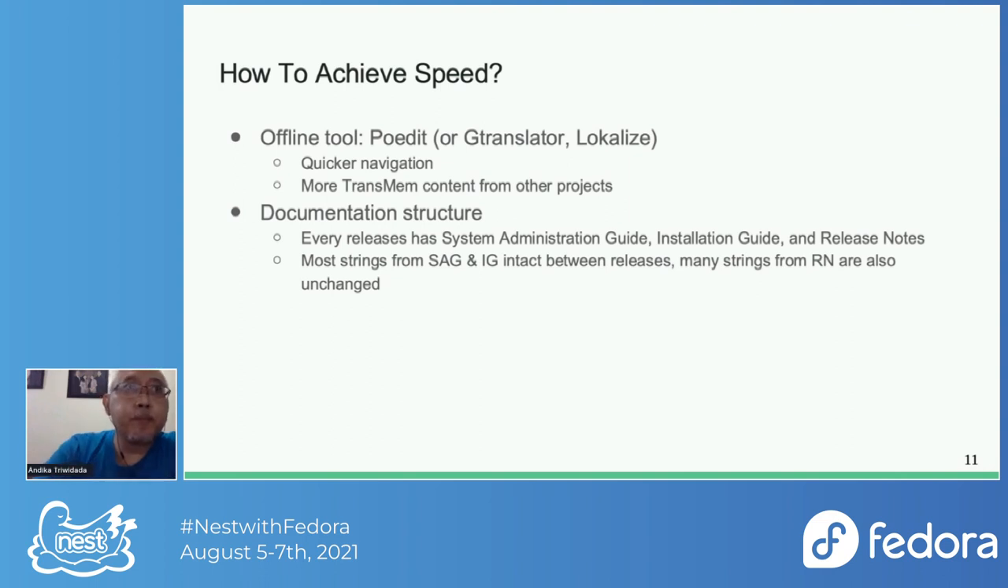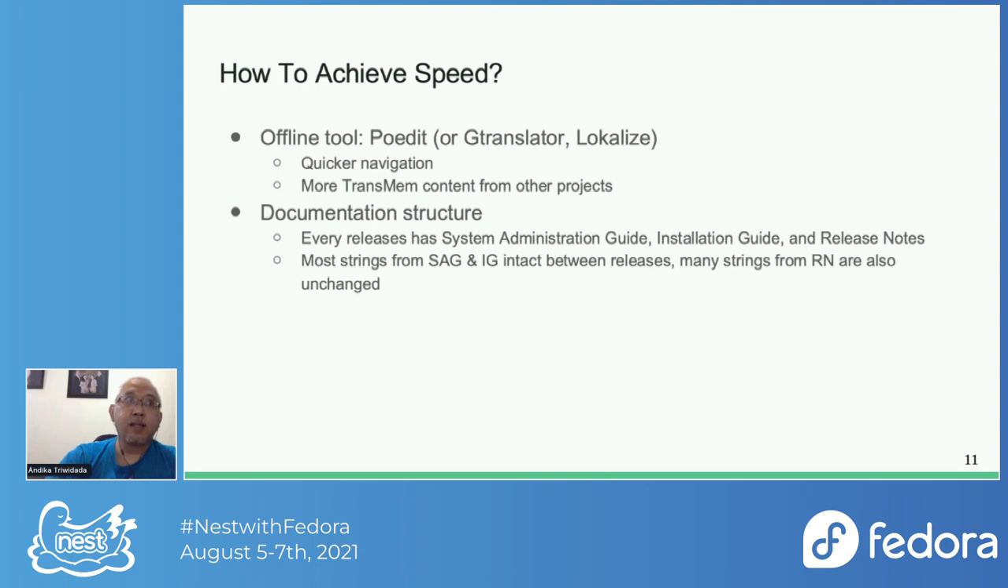The second one is that Fedora releases three kinds of documents for every version, every release. They are the system administration guide, installation guide, and release notes. So there are release notes for 34, release notes for 33, and so on. Usually between releases, the system administration guide and installation guide have many strings that are exactly identical between releases. So if you know how to do it, you can copy between releases.